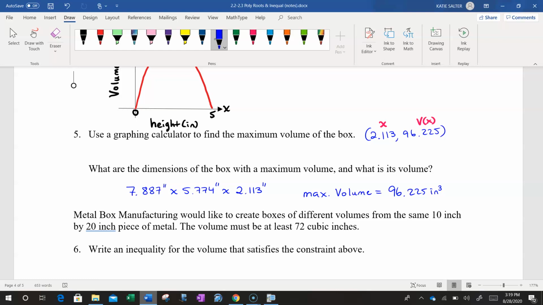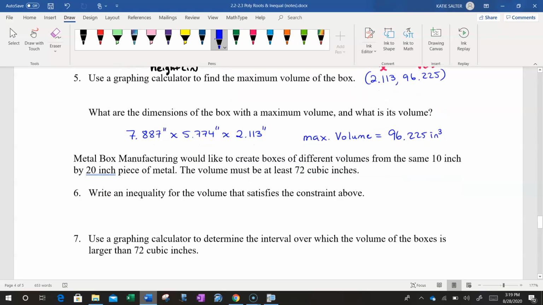All right, so then it goes on to say, a metal box manufacturer would like to create boxes of different volumes from the same 10-inch by 20-inch piece of metal. The volume must be at least 72 cubic inches. Write an inequality for the volume that satisfies the constraint above.